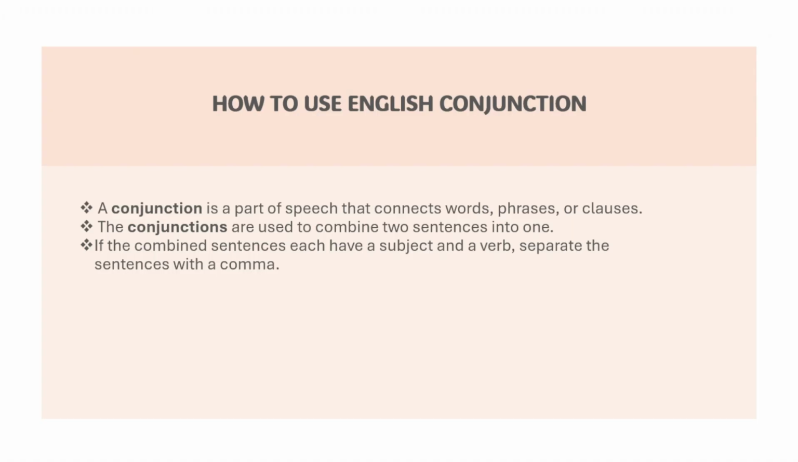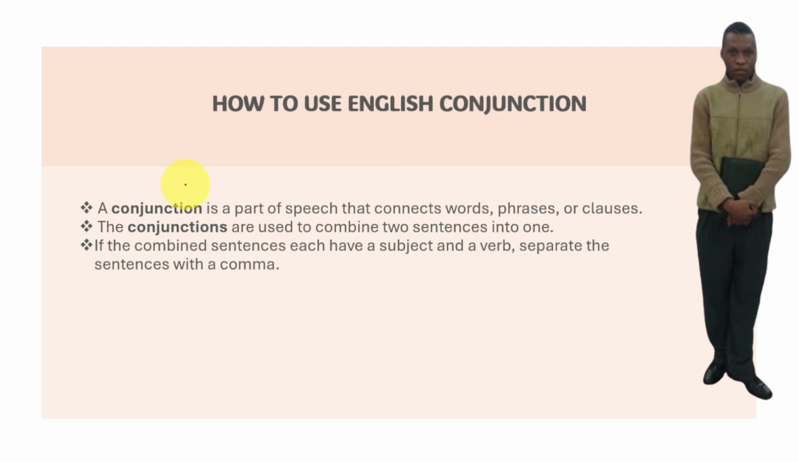Come here. A conjunction is a part of speech that connects words, phrases, or clauses. So when I say conjunction, that's the one I was talking about. It's like however, because, and, if. We call those conjunctions. Now, conjunctions are used to combine two sentences into one. If the combined sentences each have a subject and a verb, separate the sentences with a comma. I'm gonna go slowly in case you don't get it.